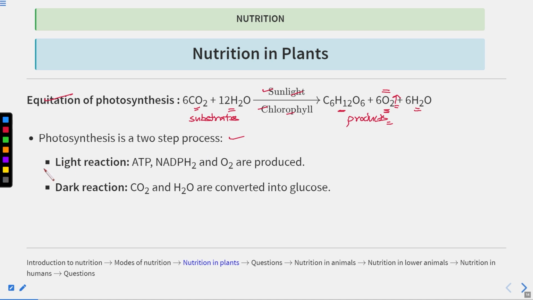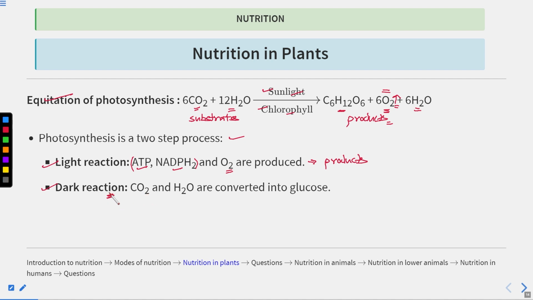Now photosynthesis is a two-step process, or you can say it takes place in 2 phases. The first one is the light reaction and the second one is the dark reaction. In the light reaction, what are the products? ATP, NADPH2 and oxygen are produced at the end of the light reaction. ATP and NADPH2 are also known as reducing equivalents, and these are used in the dark reaction, or dark phase.